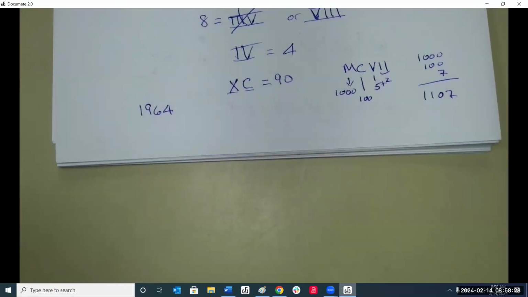Put that number into Roman numerals. Next, we have more room.